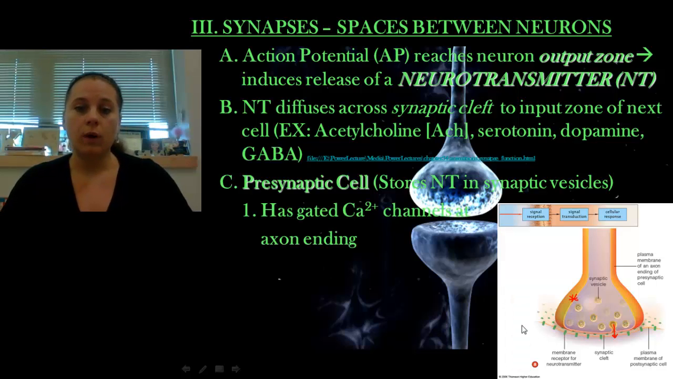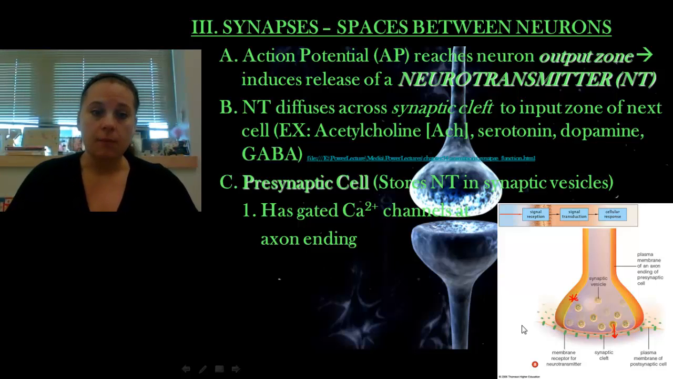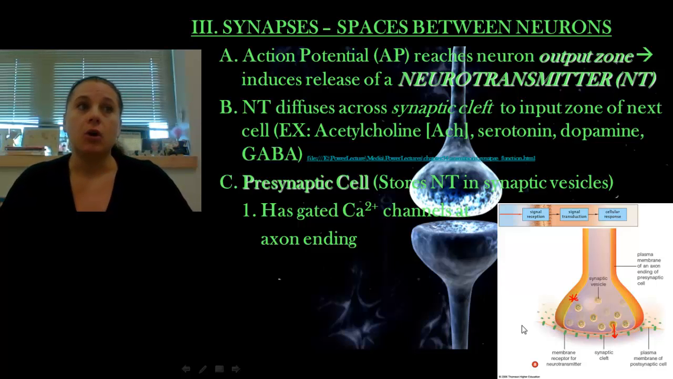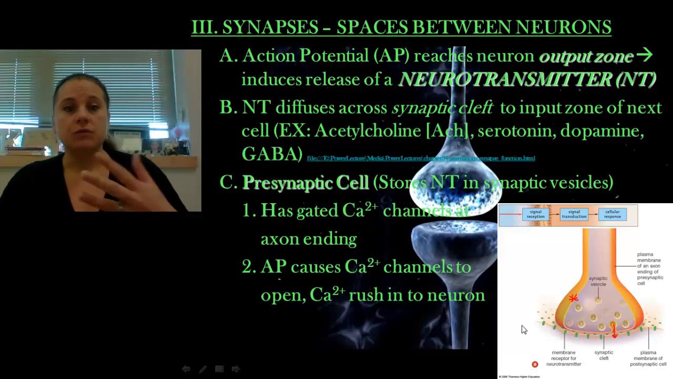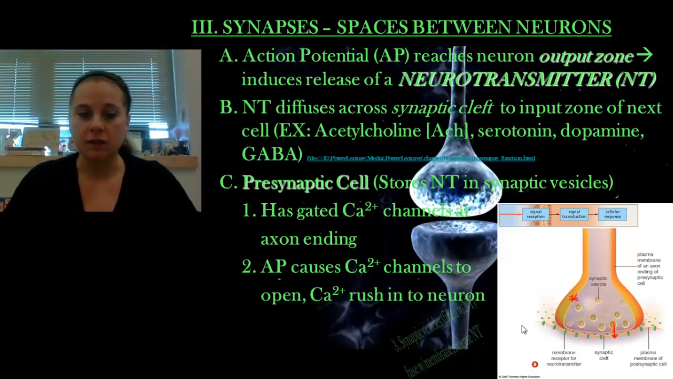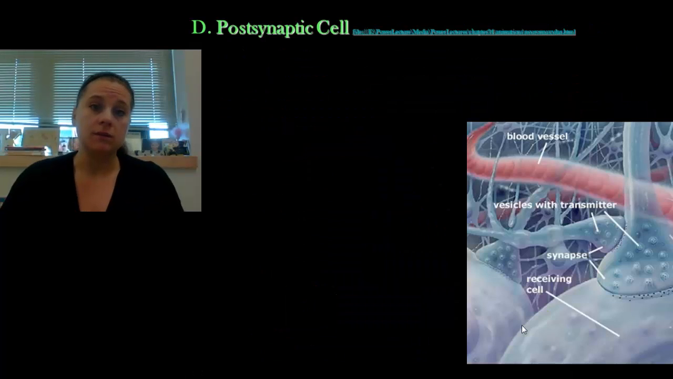And when it does this and it stores it, it has gated calcium channels at the end of the axon. And these gated channels are going to open to allow calcium to move, which will then cause the neurotransmitter to be released. So those channels open, calcium rushes into the neuron, and voila, the vesicles fill with the neurotransmitter, fuse with the membrane, and release it. So those gated channels are there primarily to promote the release of the neurotransmitter out into the synapse.